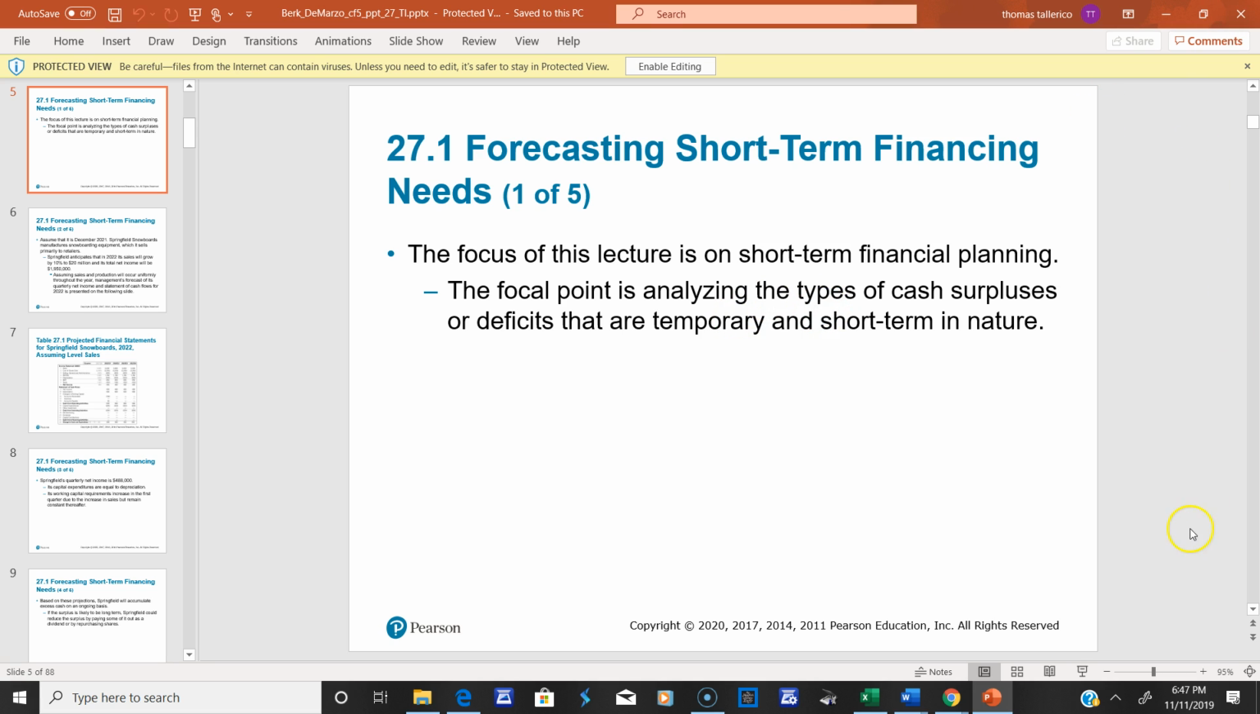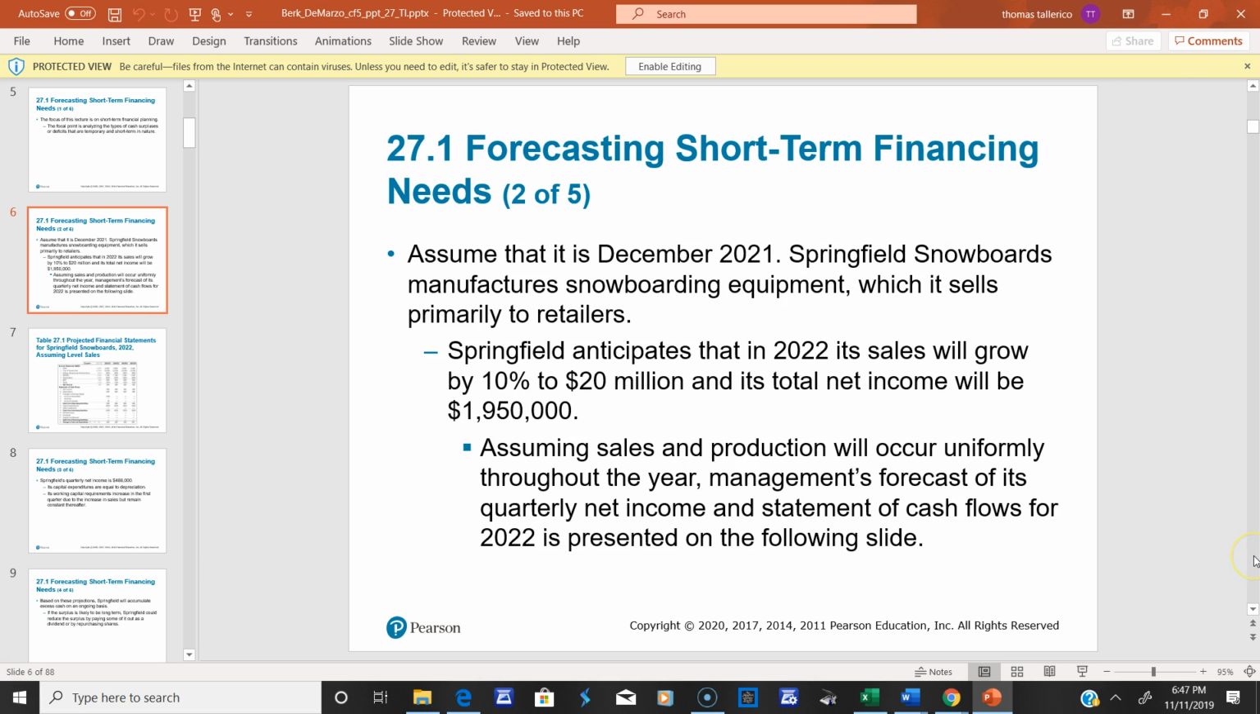So we'll look at this example here. Basically, here is a company that does snowboards, right? And they anticipate that in the next year after 2021 their sales are going to grow by 10% to 20 million, and its total net income will be almost 2 million, 1,950,000.